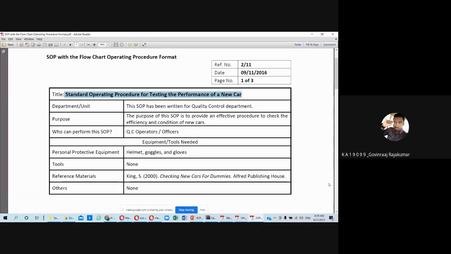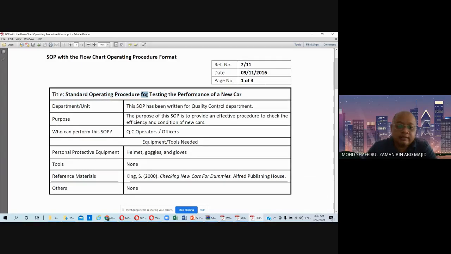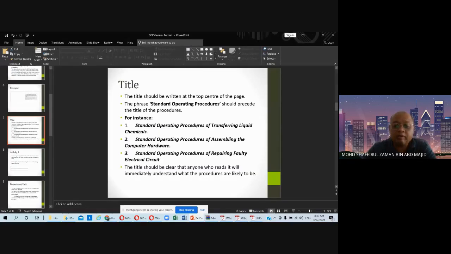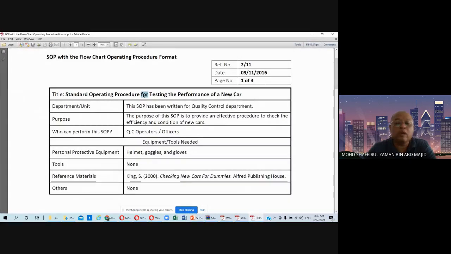There are no mistakes, sir. Sure? Yes. The linking word. Remember, in the slides that I showed you earlier, the title should be written with the linking word "of." Let's have a look at the title here: Standard Operating Procedures "for." You need to change it to the linking word "of": Standard Operating Procedures of Testing the Performance of a New Car. So please change the linking word here to "of."